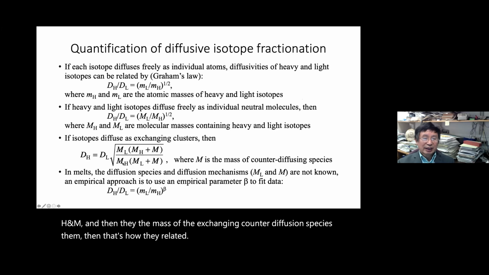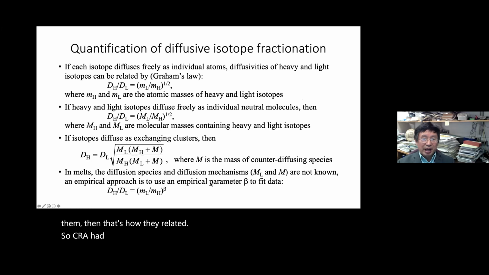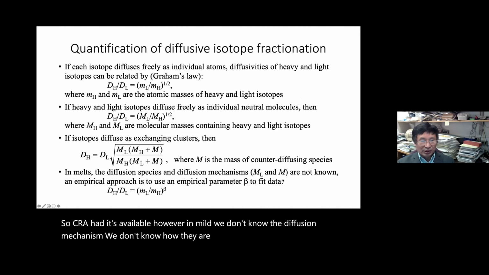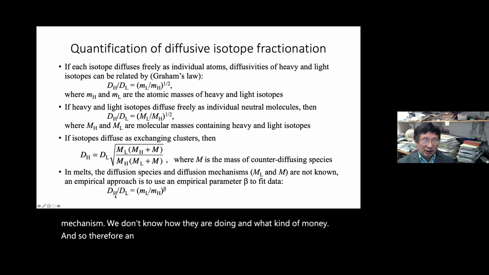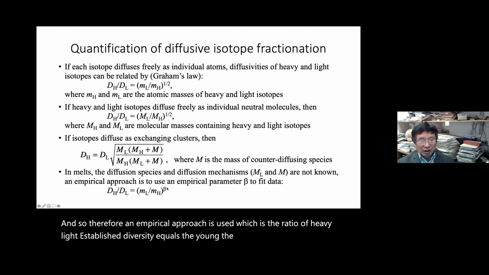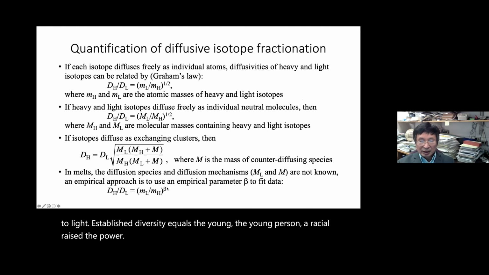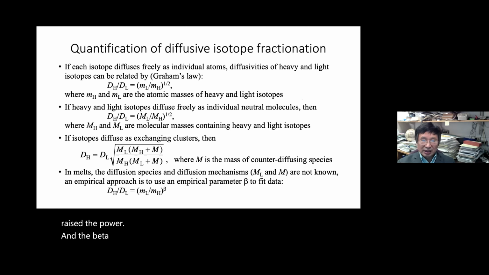So theory is available. However, in melt, we don't know the diffusion mechanism. We don't know in what kind of molecules they are diffusing. And so an empirical approach is used, in which the ratio of the heavy to light isotope diffusivity equals the inverse mass ratio raised to the beta power.